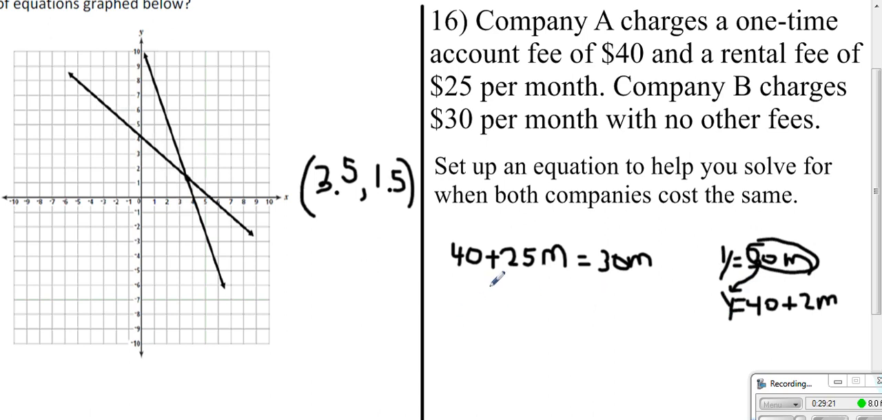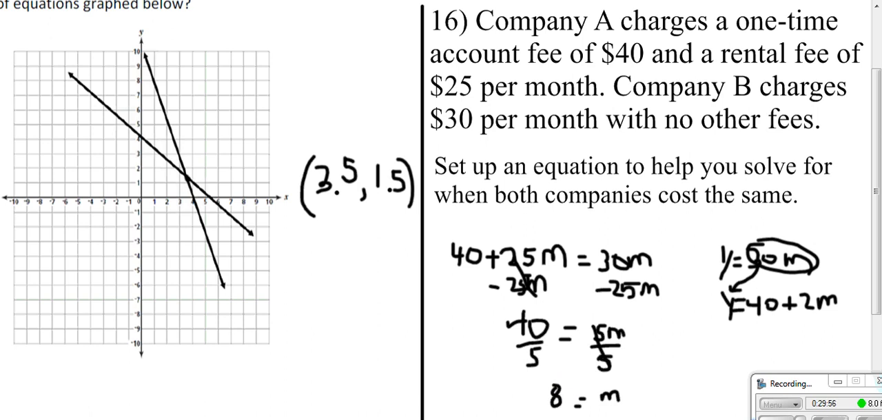All right, so in this one, you bring the smaller m over to the larger m. That's 25m minus 25m minus 25m. This cancels out, and you get m. 30 minus 25 is 5m, equals 40. You divide by 5 on both sides to get the m alone. Divide by 5. And m equals 8. So that's it. How many months? 8 months. The companies will cost the same.